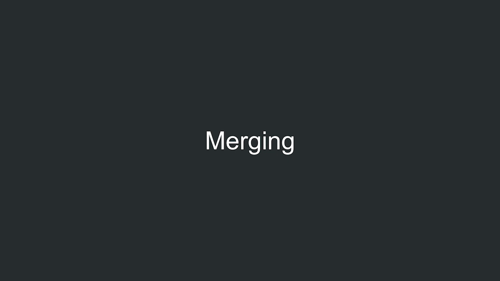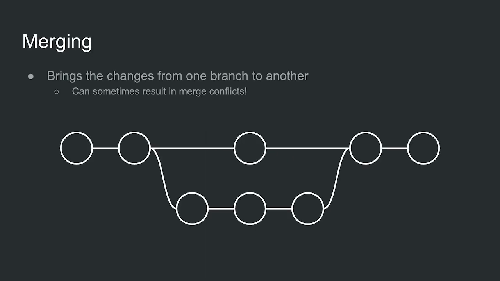So the first topic that we're going to be talking about with this project is merging. Merging brings changes from one branch to another. This is really helpful when you're working on a group project because you may have created a branch specifically for one feature, and once that feature is completed, you want to be able to merge it back into your production code. One thing I want to note here is that sometimes those merges can result in conflicts.